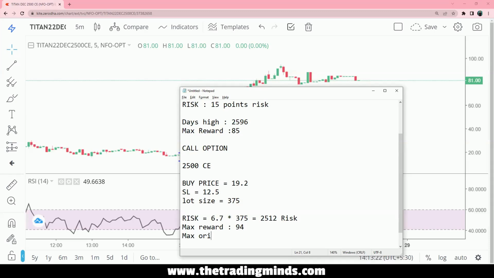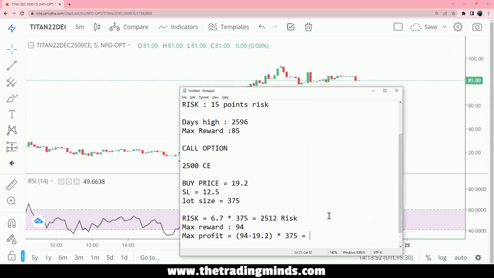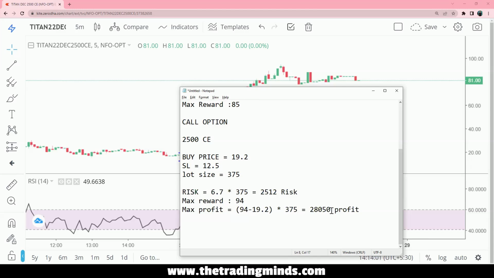So max profit, how much? Max profit equal to 94 minus our buy price. What is our buy price? 19.2. Which is equal to 94 minus 19.2, 74.8 points multiplied by 375, which is 28,050 rupees. 28,050 rupees profit. What was the risk? The risk was 2,500. The reward is 28,000, 10 times of it.